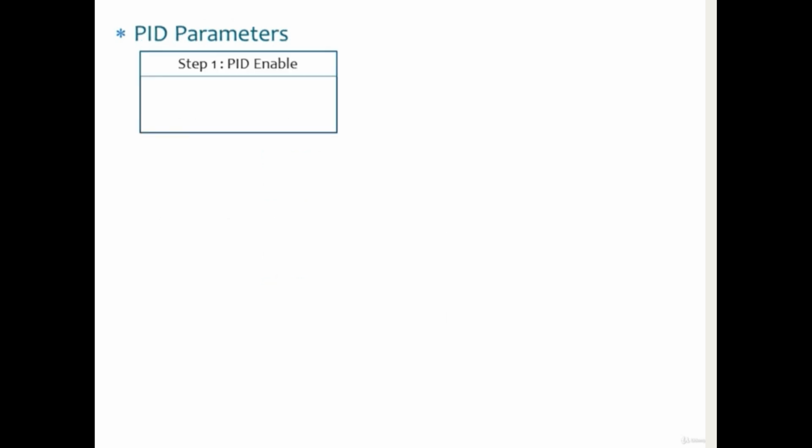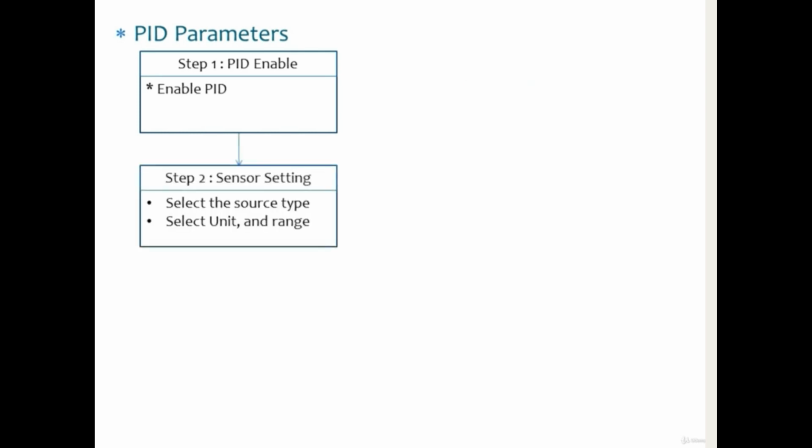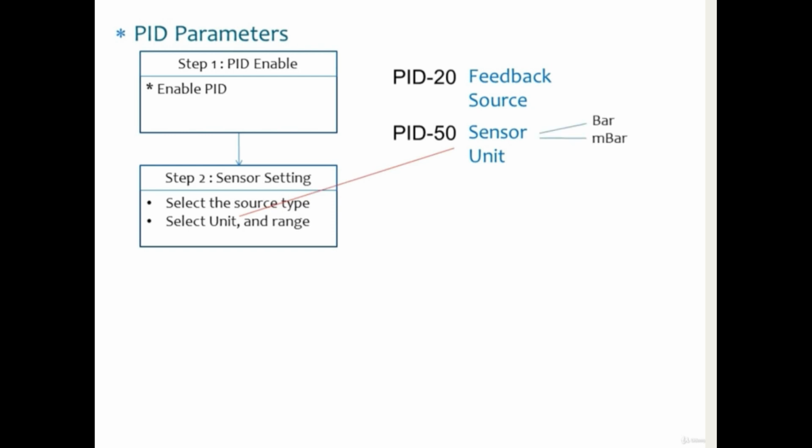Now we will discuss parameters. In the first step, enable PID to yes. In the second step, we need to define sensor or feedback details. Sensor type, like it could be 4 to 20 mA or 0 to 10 volt. Once selected, we need to define the unit. It could be bars, millibars, Pascal, PSI, and if we have other sensors like flow meter, temperature transmitter, it is also available in the list. We can select the appropriate one.